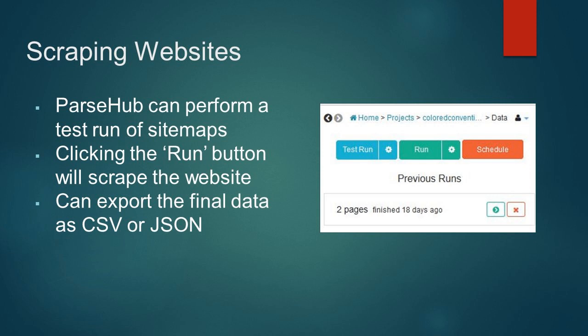All right, so once you have your sitemap built, you have to actually tell the scraper to go ahead and scrape the information. ParseHub does have a way to test the templates just to make sure everything is set up right. So you can do the first box, the blue one. You say just go ahead and test them, and it will go through all of your templates just to make sure it's there.